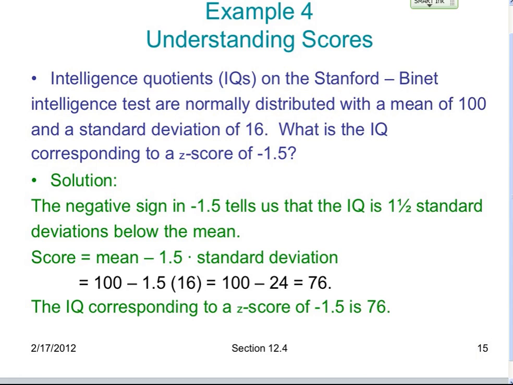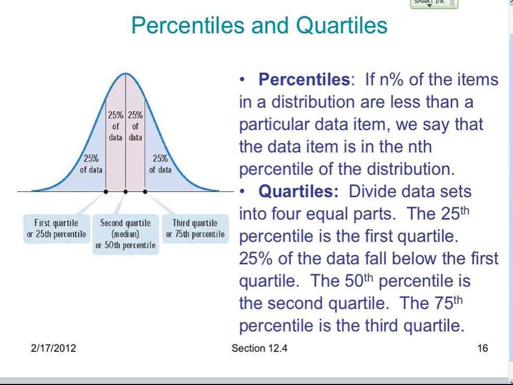Alright, this is part 2 of section 12.4. We left off with finding the IQ with a z-score of negative 1.5. Percentiles and quartiles. First, let's talk about percentiles.